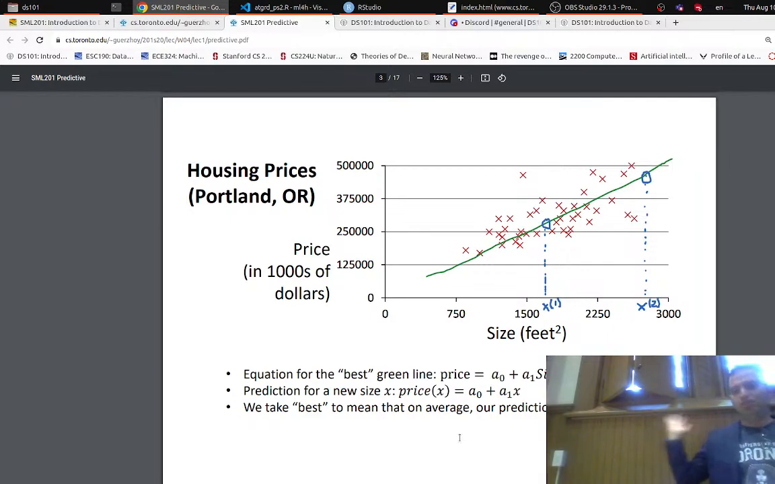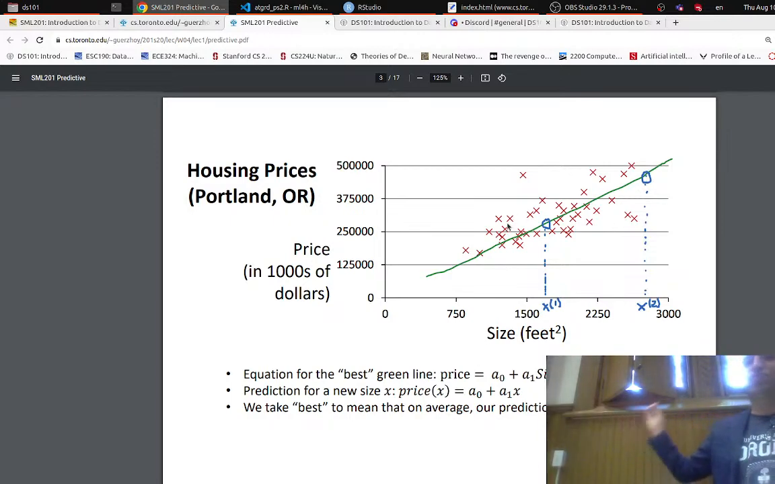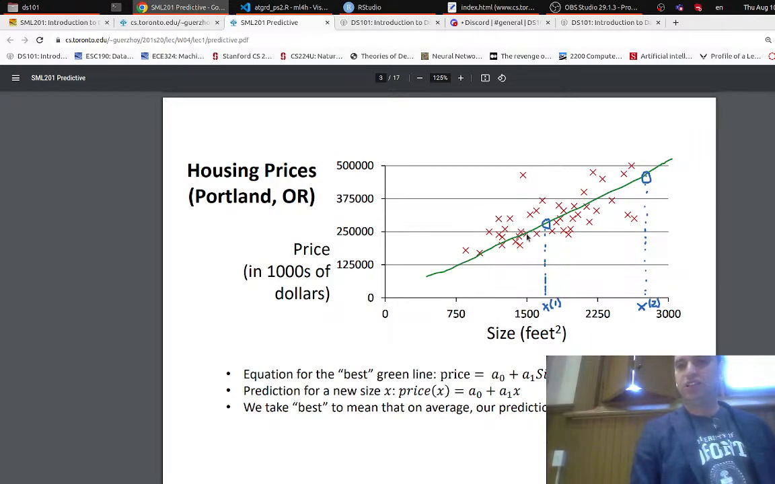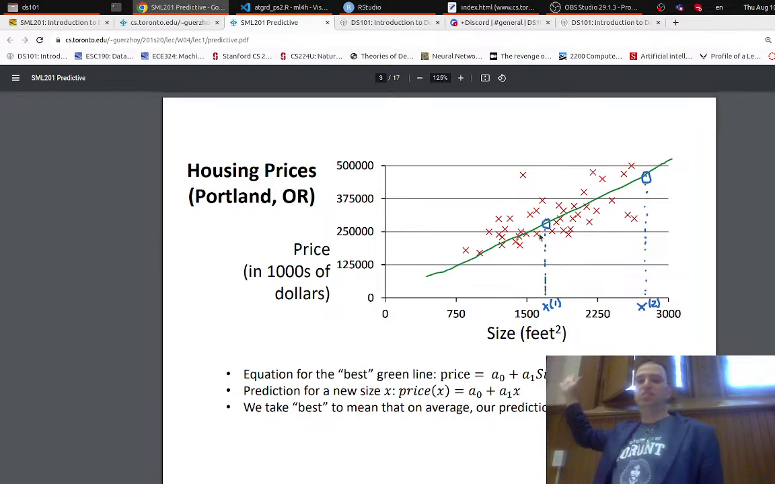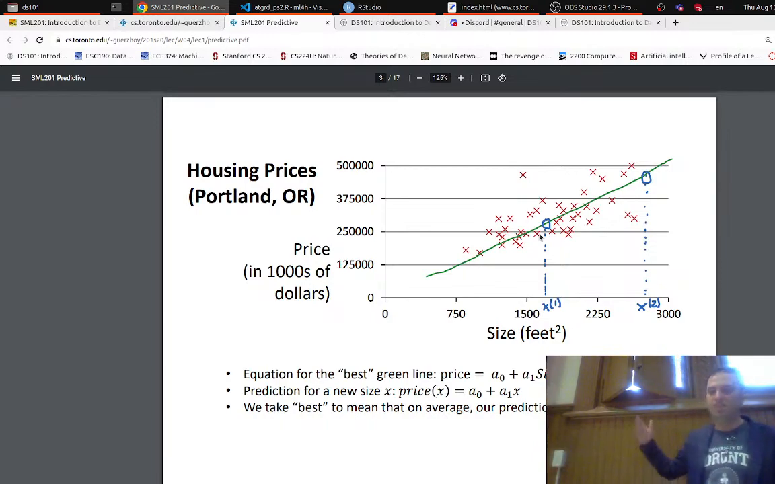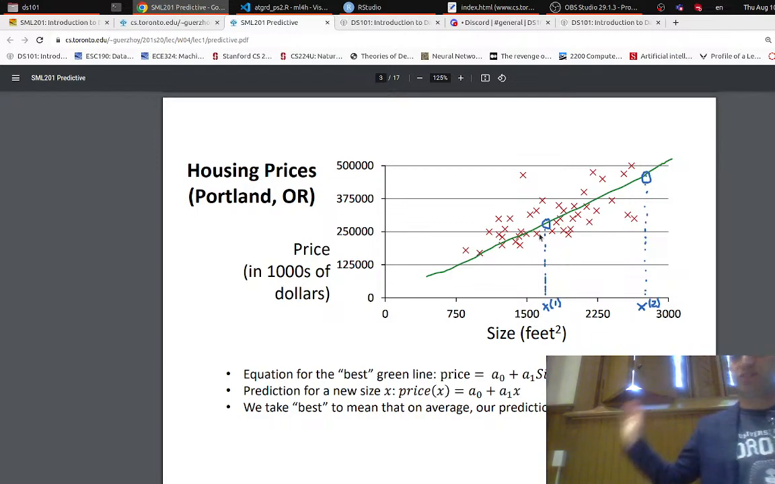So here's how the training set might look, right? Every red X refers to a house that was sold. For example, this little X was 1,500 square feet, and it sold for 250,000. In general, you'll have lots of houses, so there's not necessarily an exact relationship between the square footage and the price, because you have the neighborhood, the quality of the house itself separately from the square footage, whatever, right?